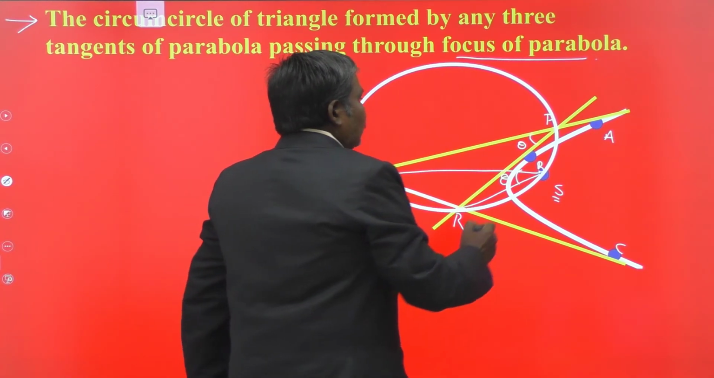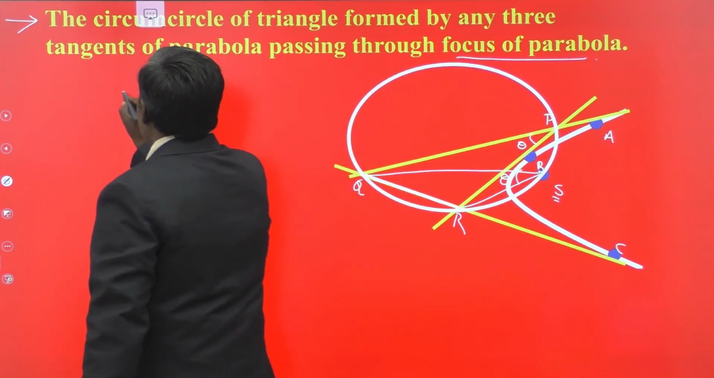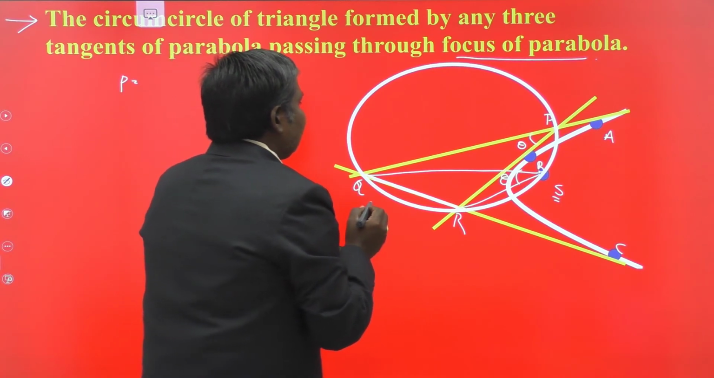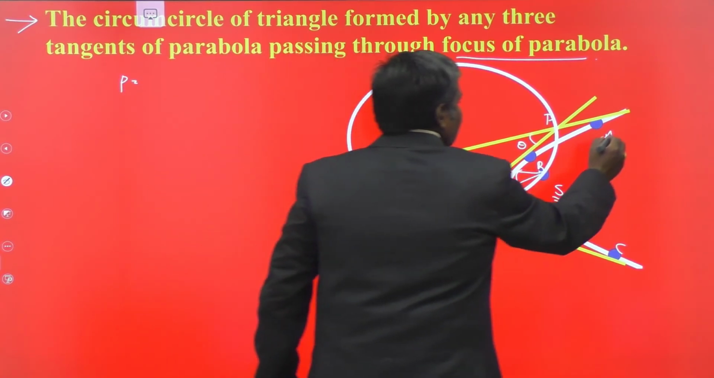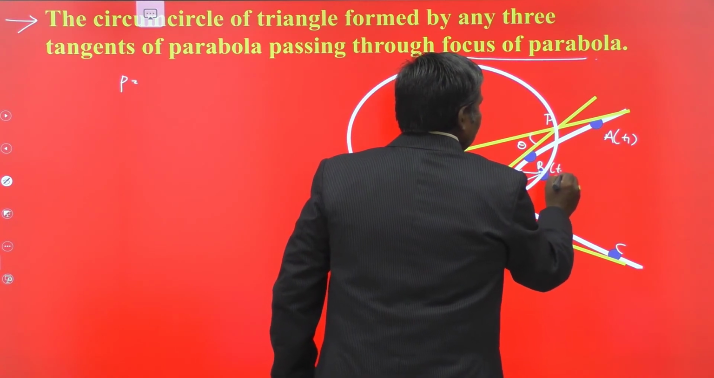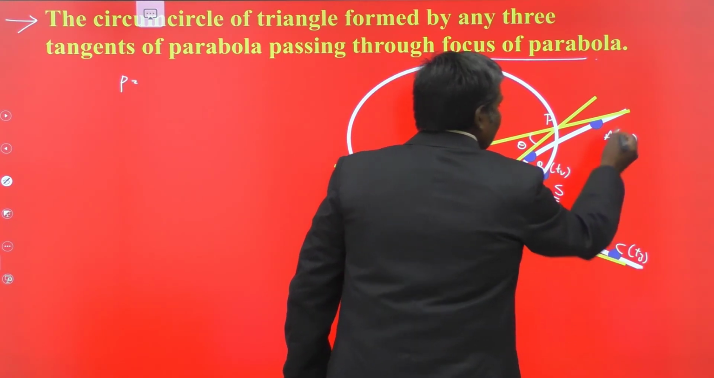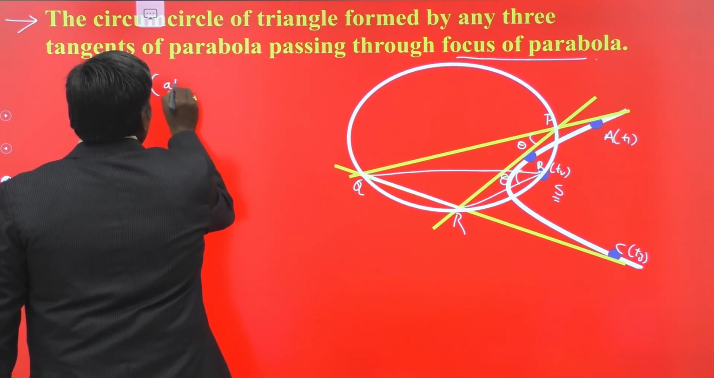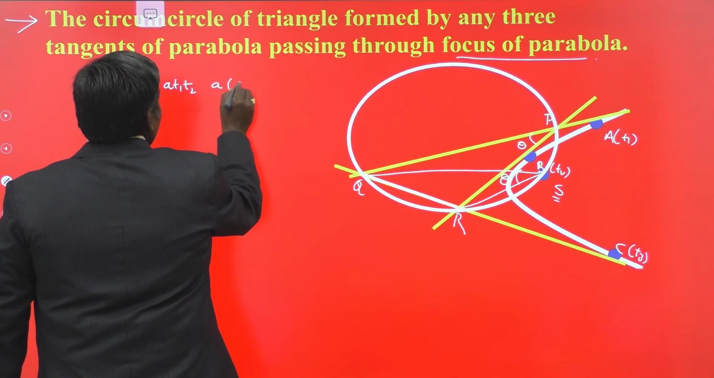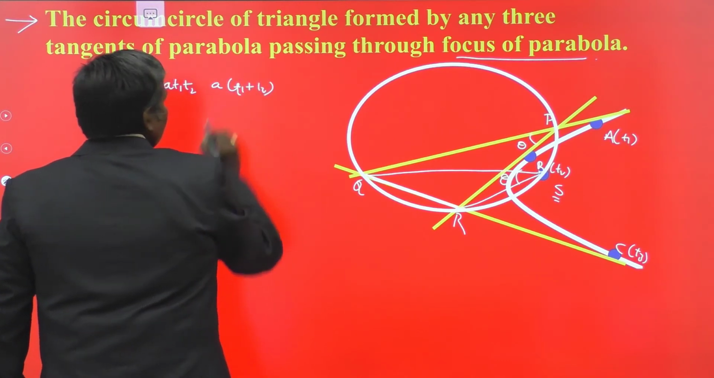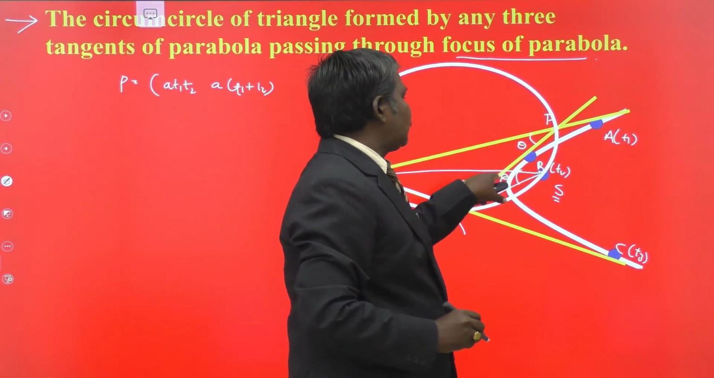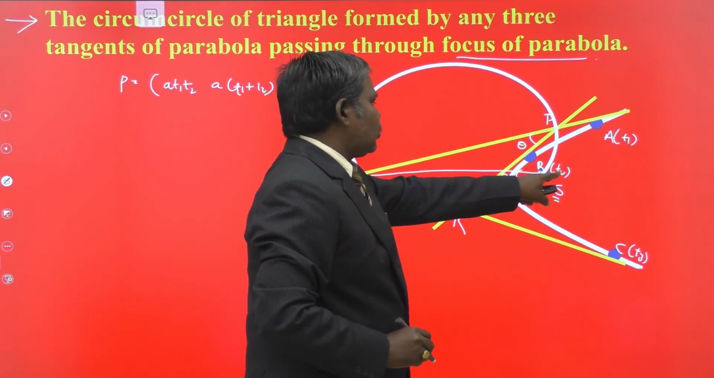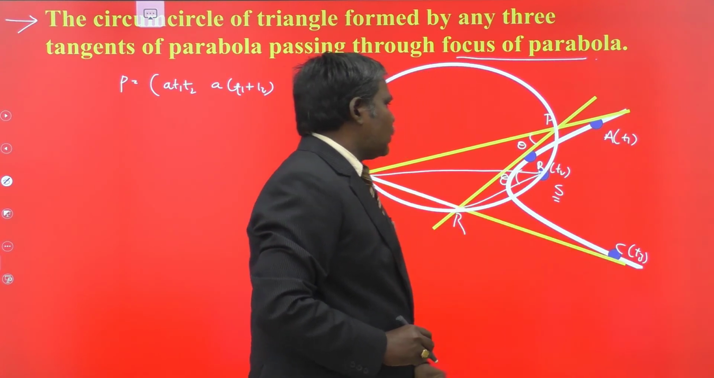Understand? Now, what are the coordinates of P, my dears? The coordinates of P are the point of intersection of the tangents at A and B. Suppose this is A(t1), this is B(t2), C(t3). P is nothing but (a t1 t2, a(t1 + t2)). This is the point of intersection of tangents at t1 and t2. This means (a t1 squared, 2a t1), (a t2 squared, 2a t2), (a t3 squared, 2a t3).